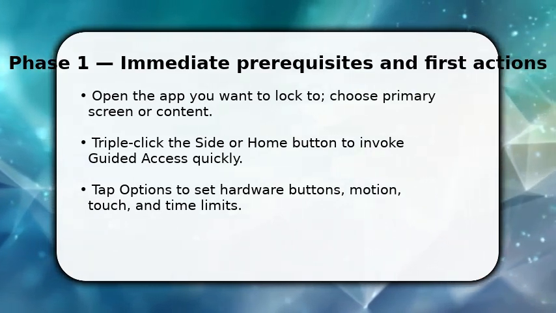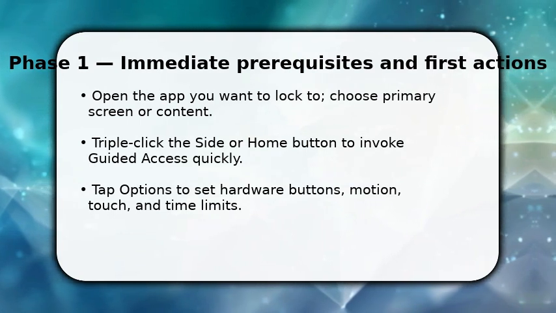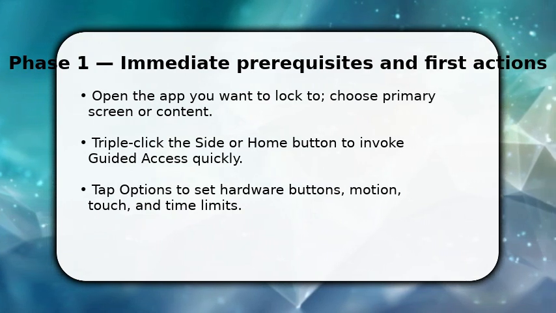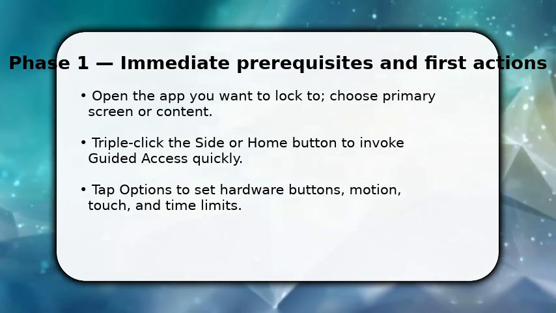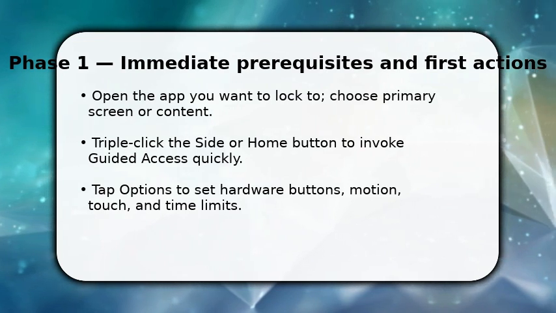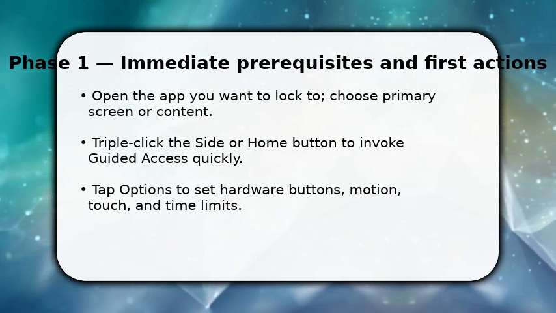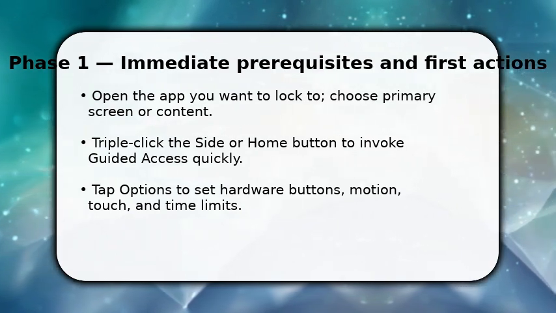You begin by opening the app you want locked, then triple-click the side or home button to open guided access. This immediate step pins the device to one app so users can't switch away. Once the guided access dialog appears, tap options to decide whether touch, motion, volume, or auto lock remain active. Make changes now. It prevents accidental navigation.